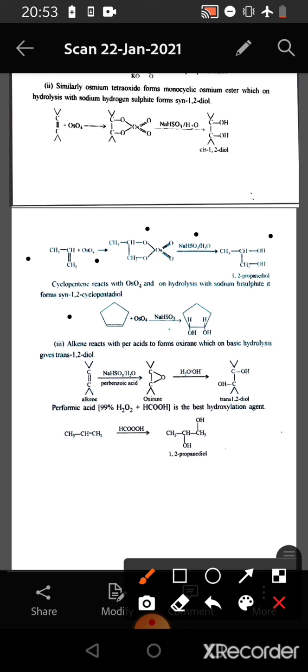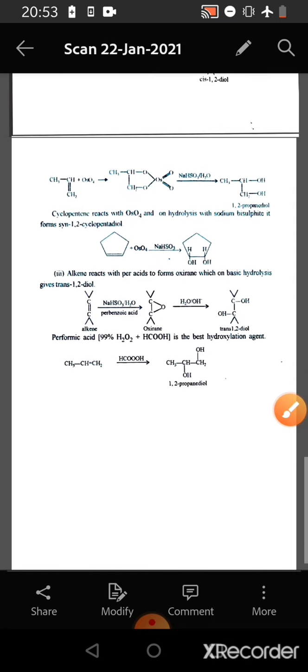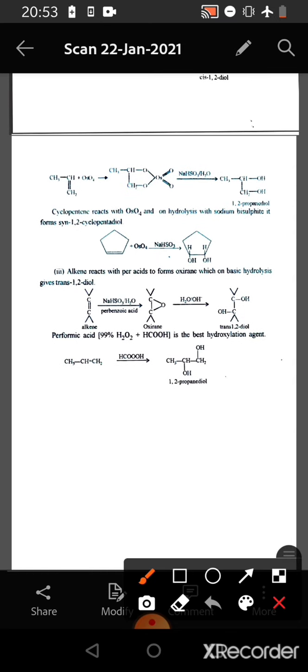Cyclopentene reacts with osmium tetroxide and forms syn-1,2-cyclopentanediol. Alkenes react with peracids to form oxiranes which on basic hydrolysis give trans-1,2-diol. So here it is alkene, it reacts with NaHSO3, that is sodium hydrogen sulfite, and perbenzoic acid and gives oxirane. This oxirane on hydrolysis in alkaline media forms trans-1,2-diol.